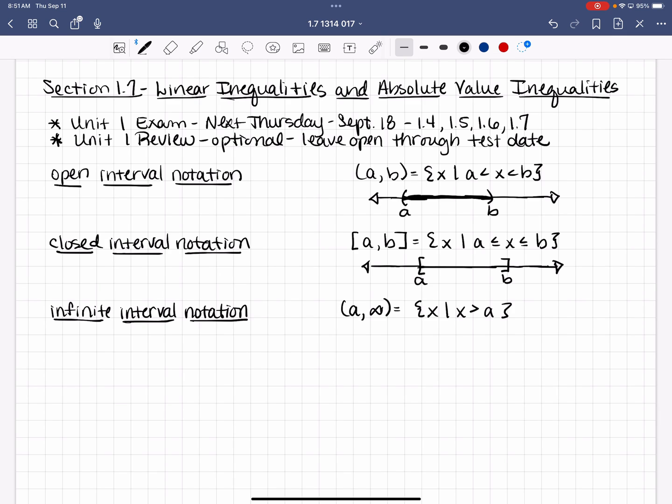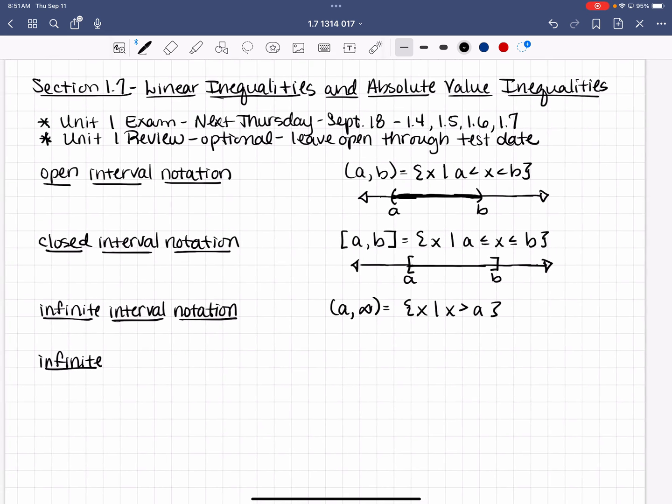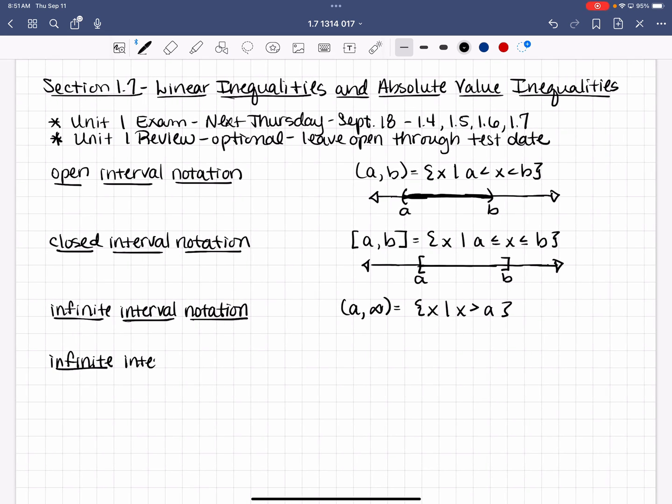And we can also use interval notation, infinite interval notation.